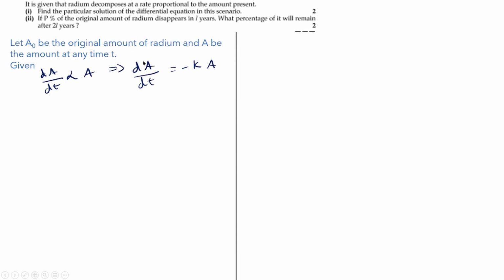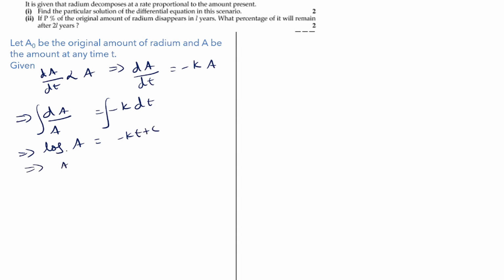Since it is decomposing, it is a decay model, so we have a negative K here. So from this we have dA by A equal to minus K dt. If we integrate both sides, we get log A is equal to minus Kt plus C, this is log A to the base e, so A is equal to e raised to minus Kt plus C. It is e raised to minus Kt into e raised to C, or we have A is equal to lambda into e raised to minus Kt.